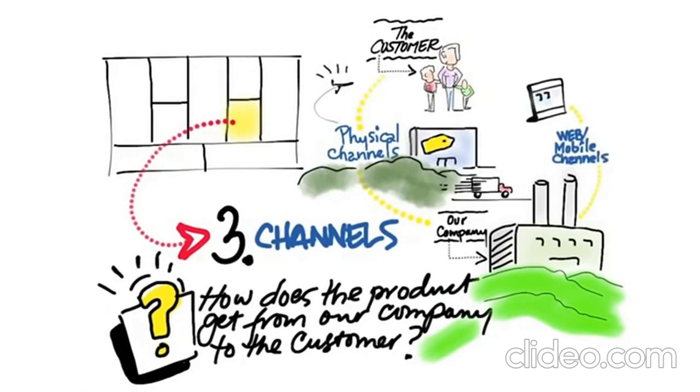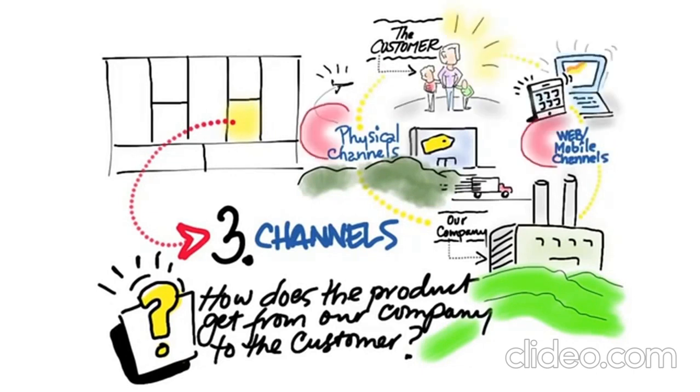And so for distribution channels, the first question you want to ask is, how will I be selling and how will I be distributing my products? Are they through physical channels or are they web mobile? Or given today, almost every physical channel also has a web presence. What is the relationship of how your product gets from your company to the customers?